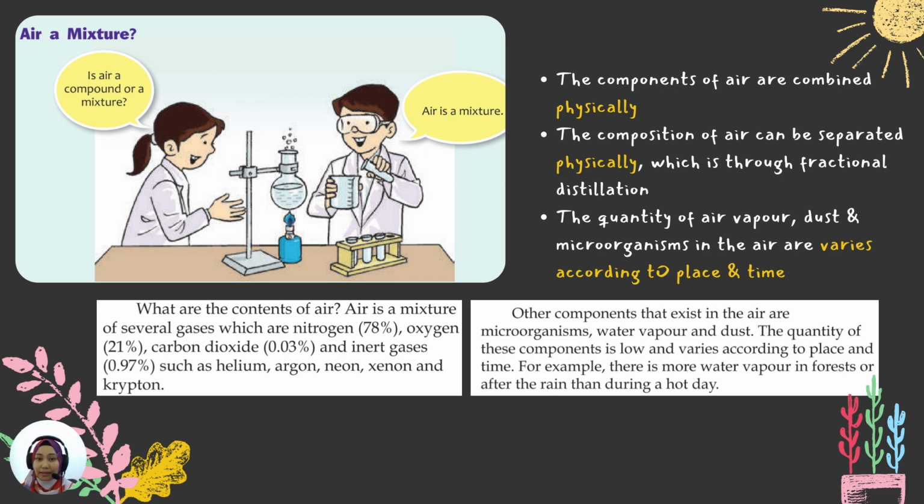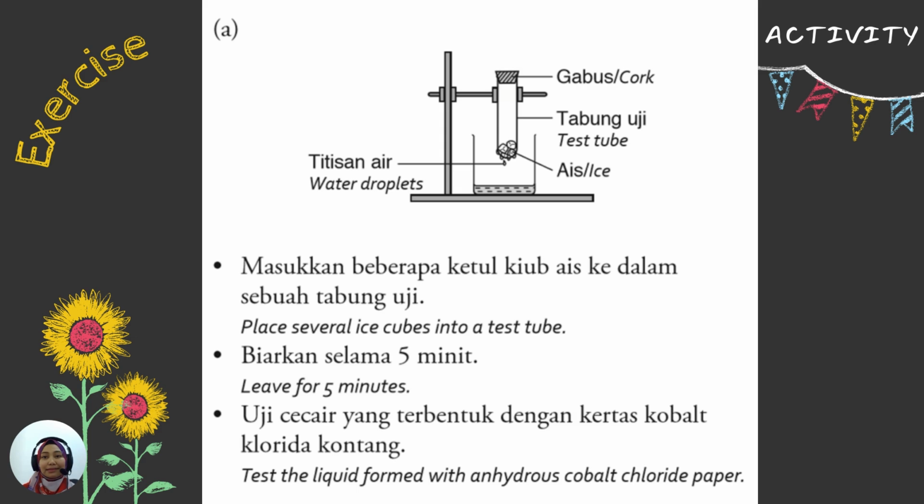Other components that exist in the air are microorganisms, water vapor, and dust. The quantity of these components, microorganisms, water vapor, and dust, varies according to place and time. For example, there is more water vapor in a forest or after the rain than during a hot day.